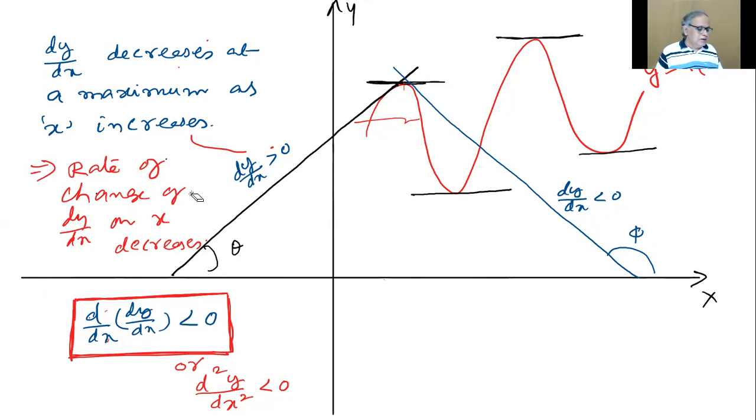So what is that point you are catching here? At the maximum, dy by dx is 0. Dy by dx, its English name is slope. The mathematical representation is dy by dx, and it can be elaborated as the derivative of y with respect to x. Are you listening to every word of mine?